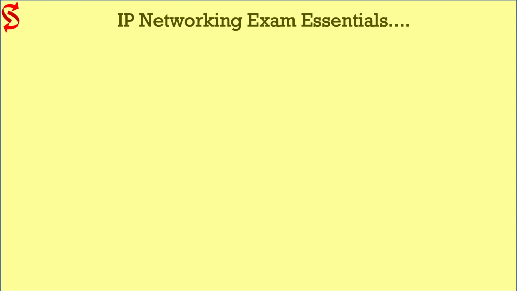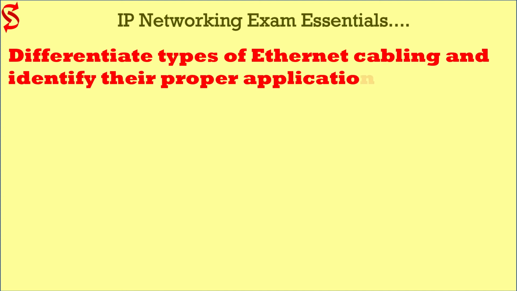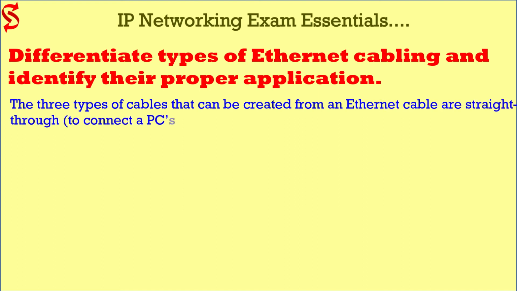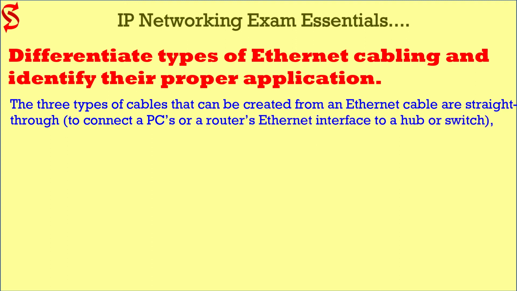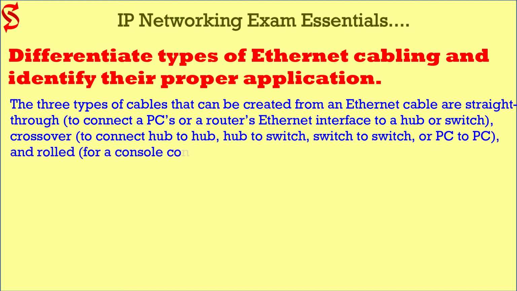The seventh question is, differentiate types of Ethernet cabling and identify their proper applications. The three types of cables that can be created from an Ethernet cable are, first, the straight-through cable, which we can use to connect a PC or a router's Ethernet interface to a hub or switch. Second is the crossover, which helps to connect hub to switch, switch to switch, or PC to PC. And the third cable is a rolled cable, which helps for a console connection from a PC to a router or a switch.